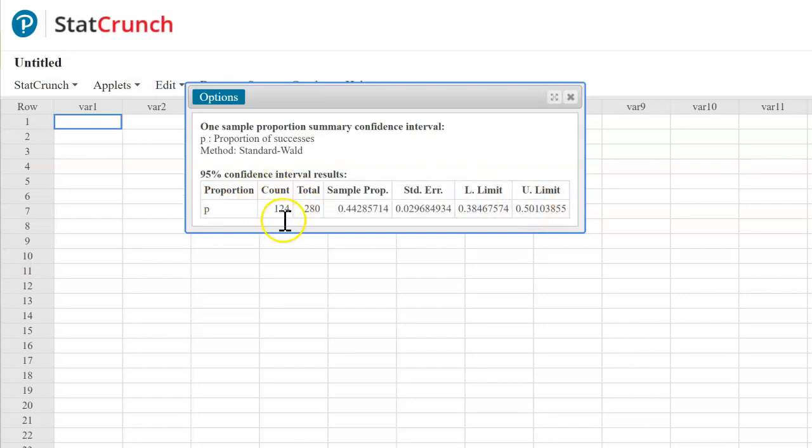They are slightly different from what we got by manual calculations, because if we round up the number of successes to 124, the sample proportion would be 0.443, 44.3%, and we used 44%. But this slight difference is fine.